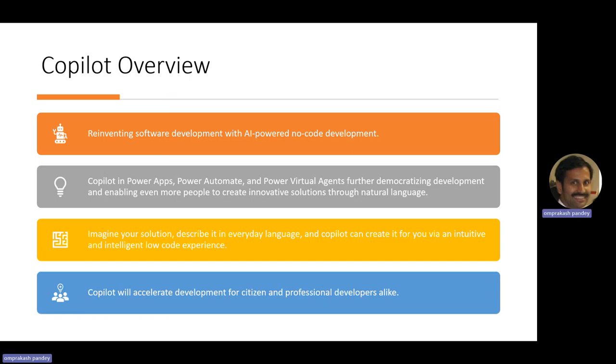If you imagine your solution over here in normal English, or a language that we speak, we can quickly create resources based on that. In a way, we can select from multiple templates which are available. We can have the right set of resources for us, closely mapping to our requirements and expectations, and we can build them over here. Using this Copilot, we can accelerate development for citizens and change the life of professional developers.